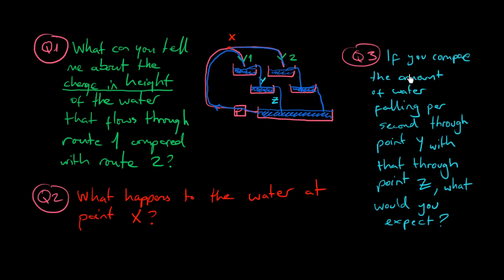And question 3 is, if you compare the amount of water falling per second through point Y, I'll highlight point Y, it's here, and point Z, so if you look at the water going through here per second and the water going through this point per second here, what would you expect to measure if you compare those 2 different flows of water through those 2 points? Those are 3 questions that I want you to consider.